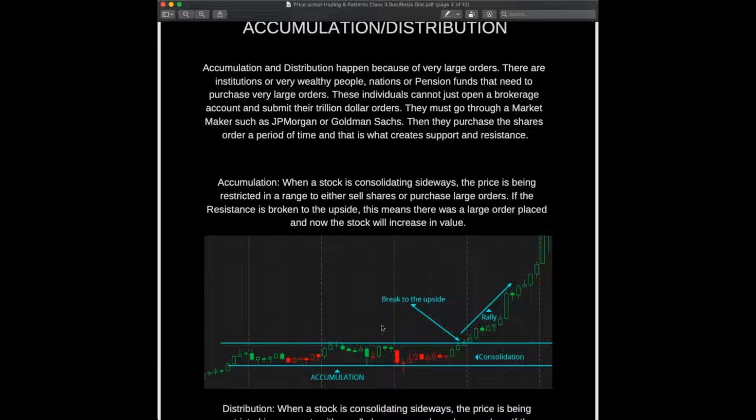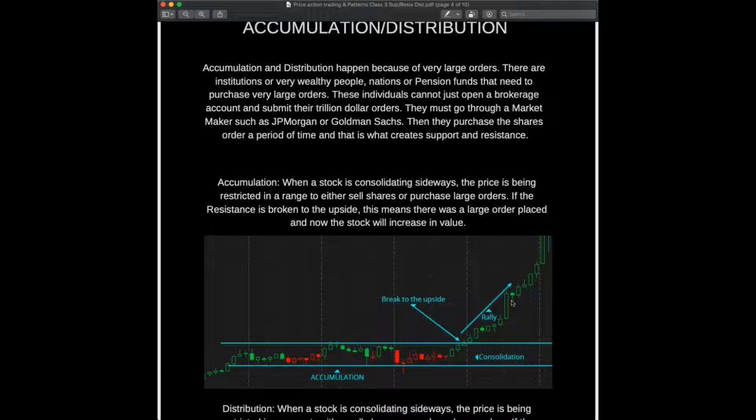So here we have accumulation. When a stock is consolidating sideways, the price is being restricted in a range to either sell shares or purchase large orders. In this case, if the resistance is broken to the upside, that means a large order has been placed, and now the stock will increase in value. Okay, why? Because there are fewer shares in holdings, because somebody has accumulated most of the shares. So the remaining shares have to increase in price for the demand of everybody else. So here we have accumulation. It breaks to the upside and we rally.